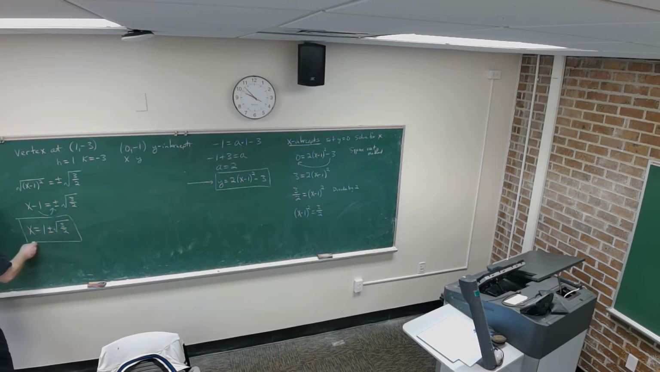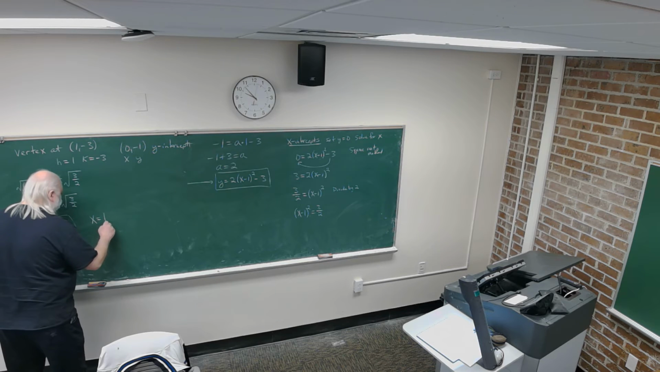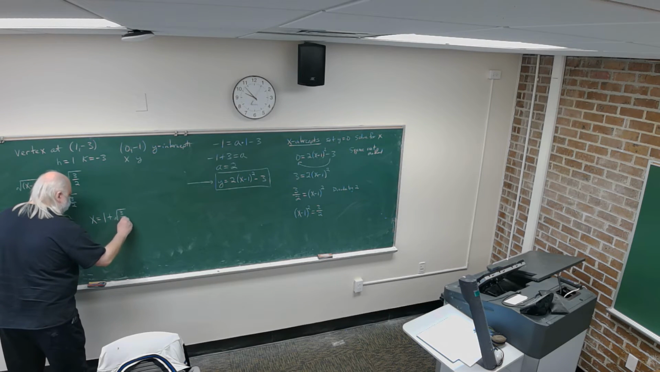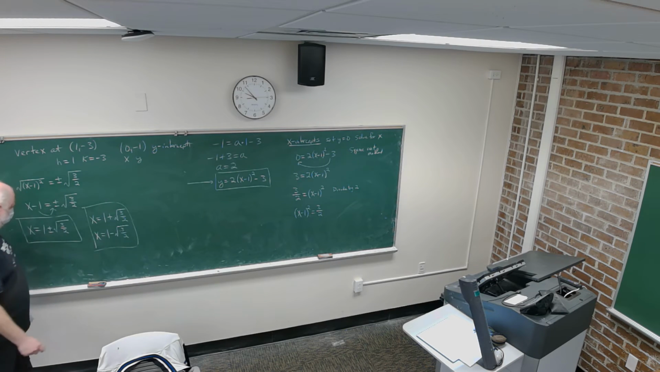So those are the 2 x-intercepts, not written as an ordered pair. Okay? You have to write out each one. You use the plus sign, and then you use the minus sign. So those are the locations of the 2 x-intercepts, right? That's where the parabola crosses the x-axis, here and here. Okay. All right. Any questions on that? Okay.